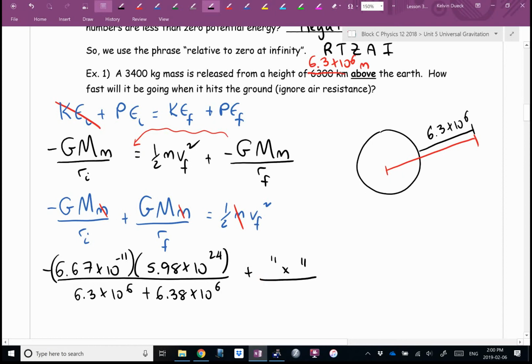All over, what will be on the bottom here? Our final, which is the surface of the Earth, which I think is just going to be the 6.38 times 10 to the 6th. That's going to equal 0.5 v squared. A half v squared, because the m's cancel. You okay with that, Kimia?